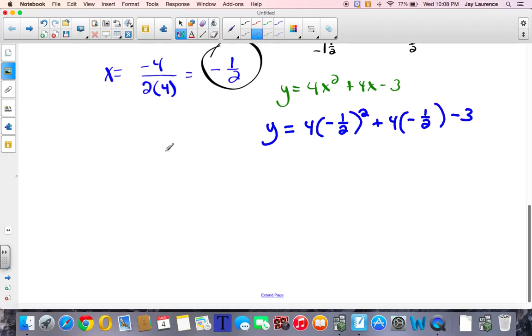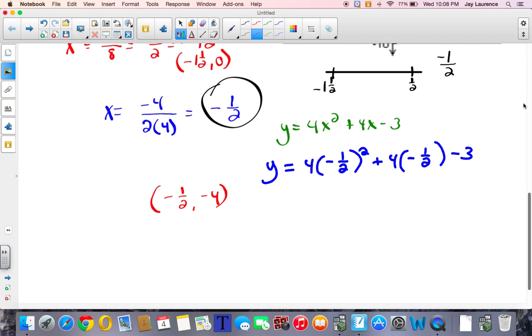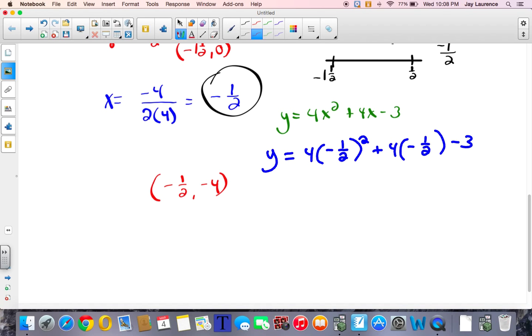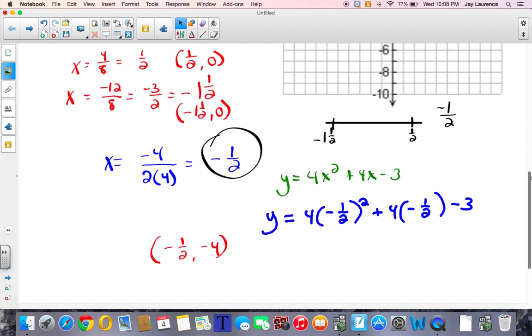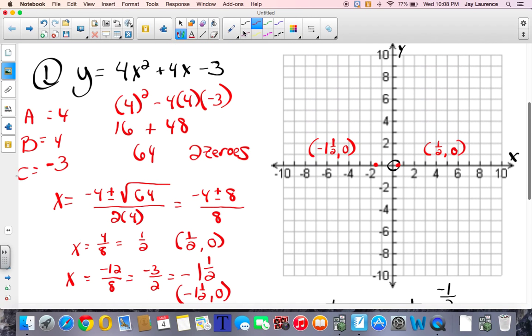So the vertex occurs at -1/2, -4. Go up to the graph. So go to -1/2 and down to -4. The vertex is -1/2, -4. Ready to draw the parabola.